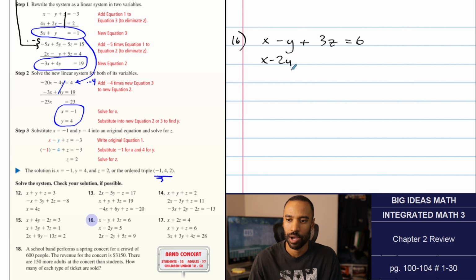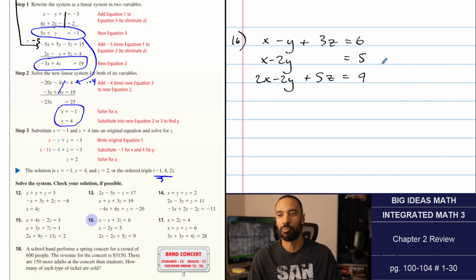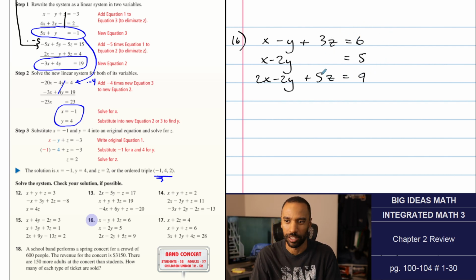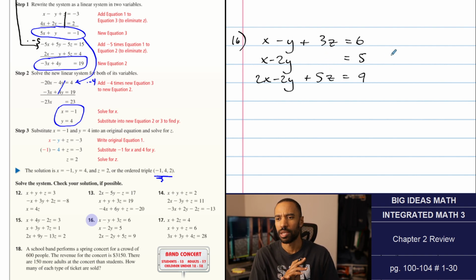x minus 2y equals 5, and I like to do the spacing here like that to just show the missing z. And 2x minus 2y plus 5z equals 9. Actually, I probably don't want to eliminate z's. That's not too fun to try and eliminate these ones. So let's try something else here.